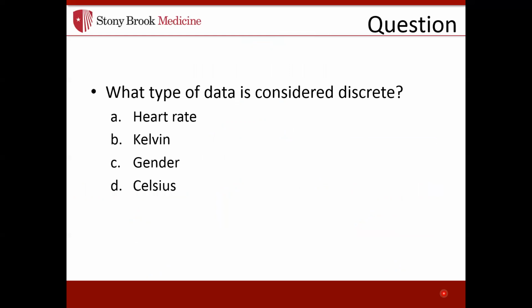So a quick question. What type of data is considered discrete among these? Heart rate, Kelvin, gender, Celsius. Correct. It is gender.